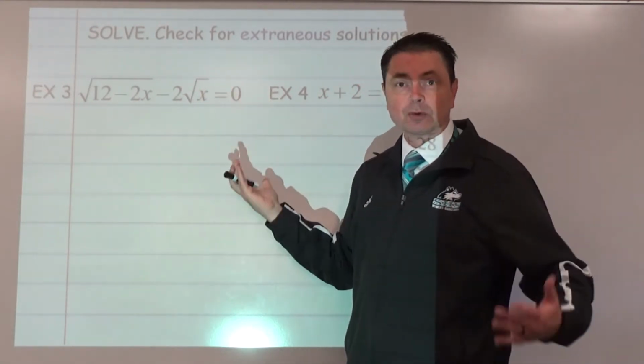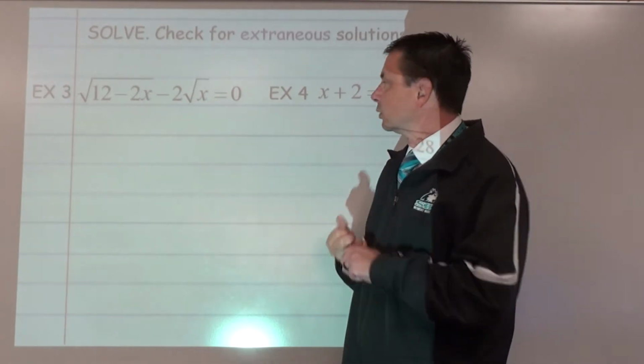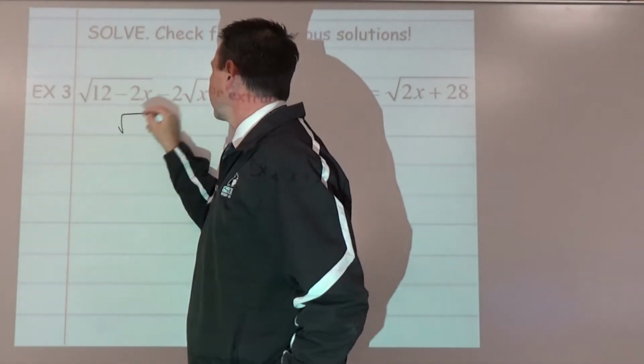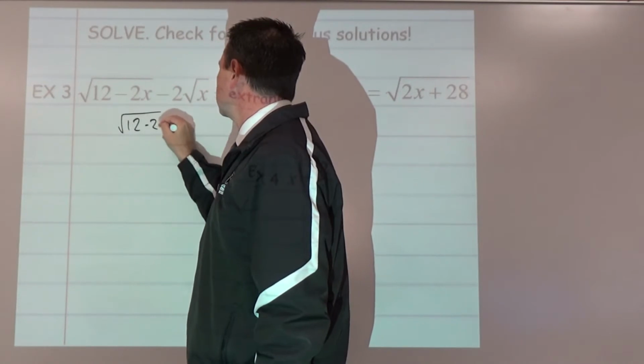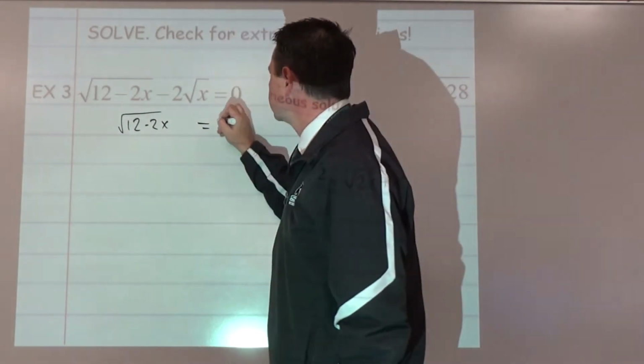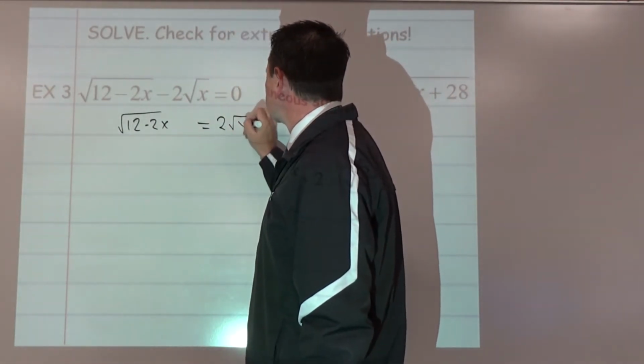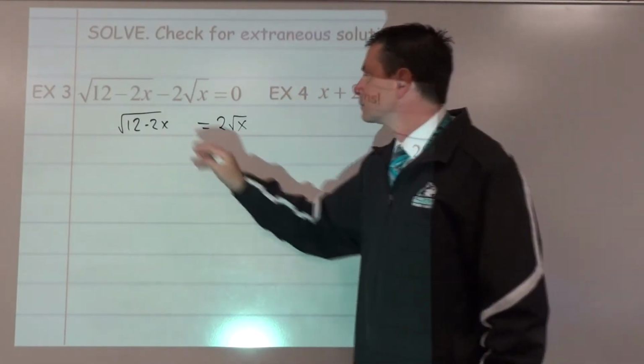And if I add it to 0, I'm just going to get 2 square root of x. So we would get square root of 12 minus 2x is equal to 2 square root of x.